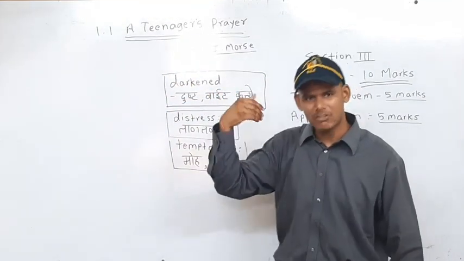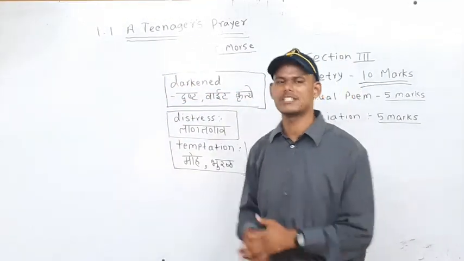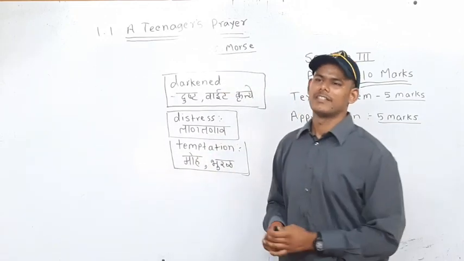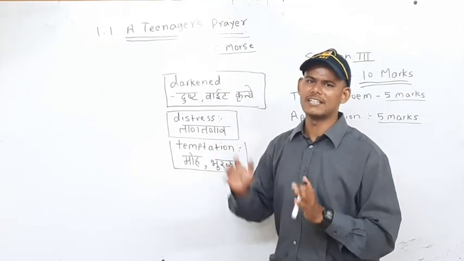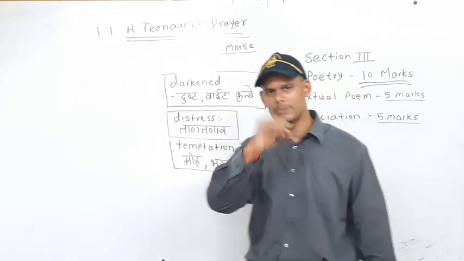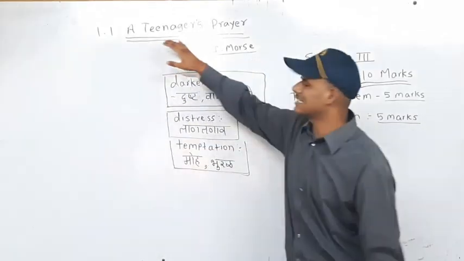पोएम मध्ये कोणकोणत्या फिगर ऑफ स्पीच आलेल्या आहेत, what are the figures of speech which are included in the poem, that also we have to tell in the appreciation of poem. The appreciation of poem is for 5 marks. Let's move towards the title of the poem.